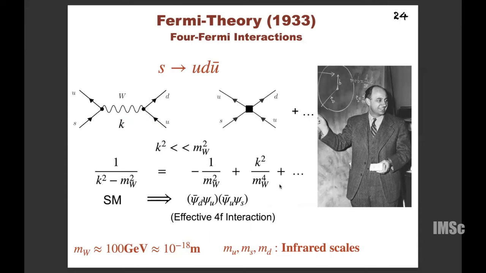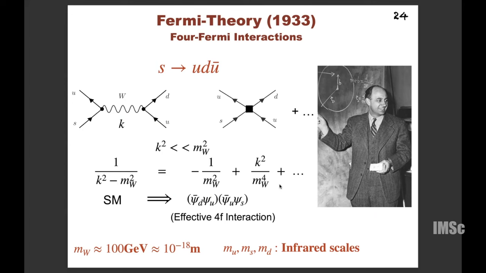So you see that this process involves different scales, different mass particles. Fermi basically wrote this effective interaction where the W boson was not part of it. It's just the external quarks. Using the external quarks, you can just write the right effective interaction.